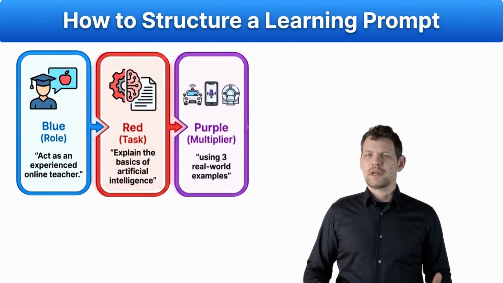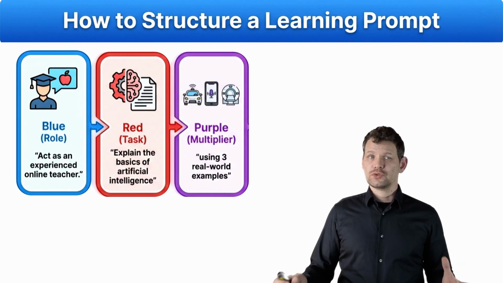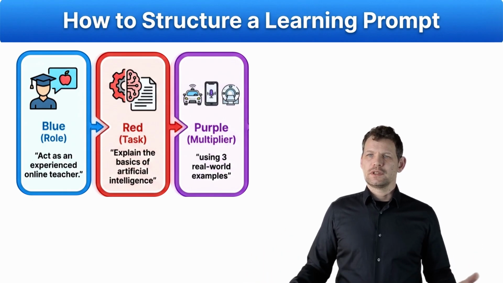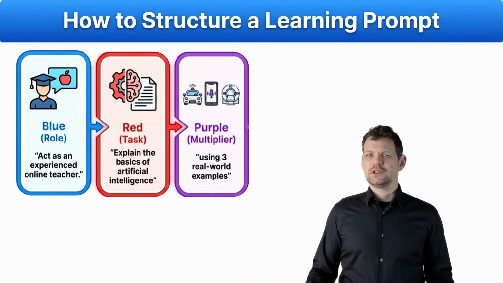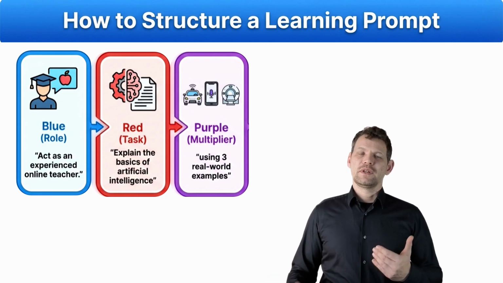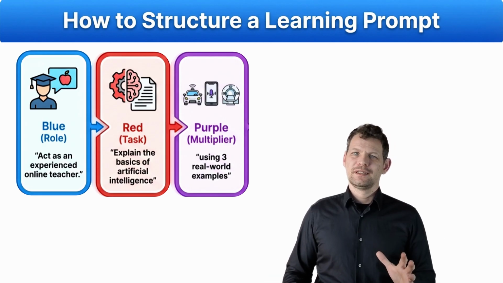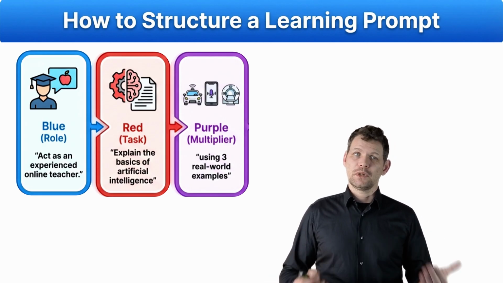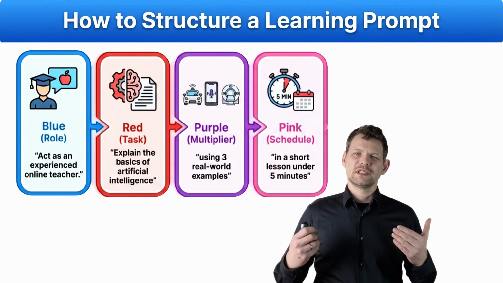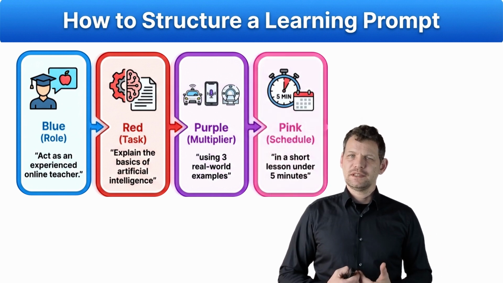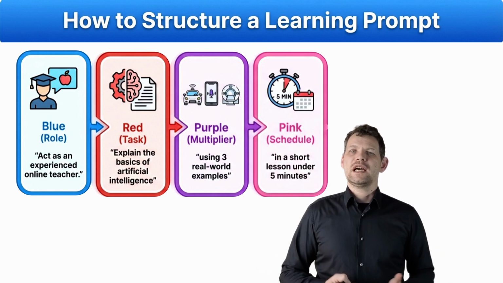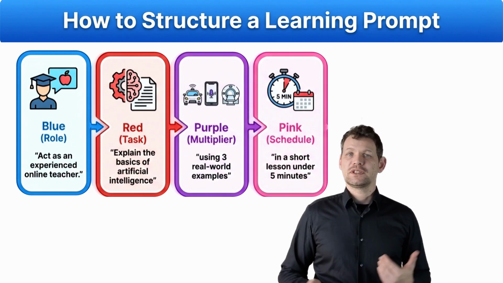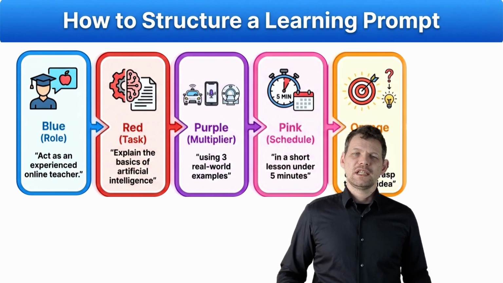Then we give it a multiplier. So we say, okay, we want it to use 3 real-world examples. We can also add a multiplier that says give me 3 different versions. So that's a multiplier too. We can tell it that this is going to be less than 5 minutes. And also tell it that it's going to happen on a specific day and how much time we have to prepare. We can tell it the goal.